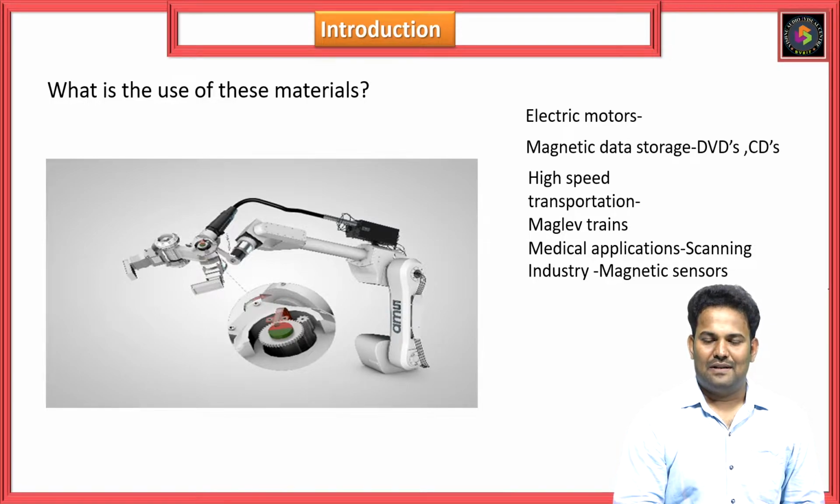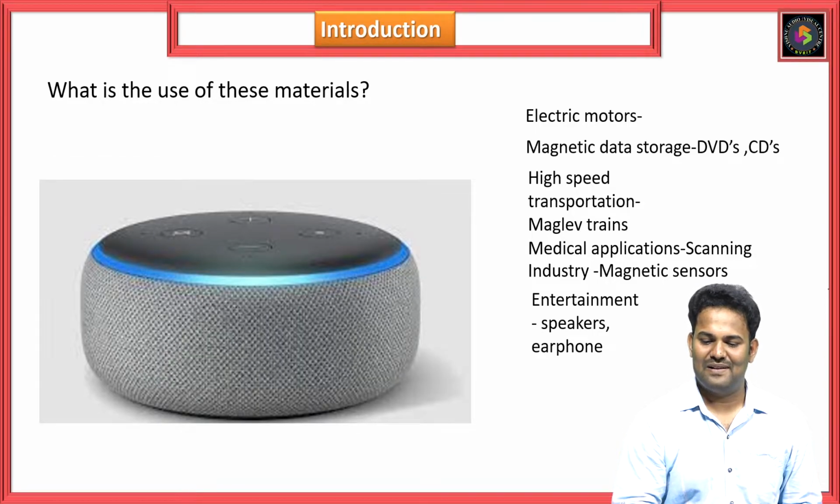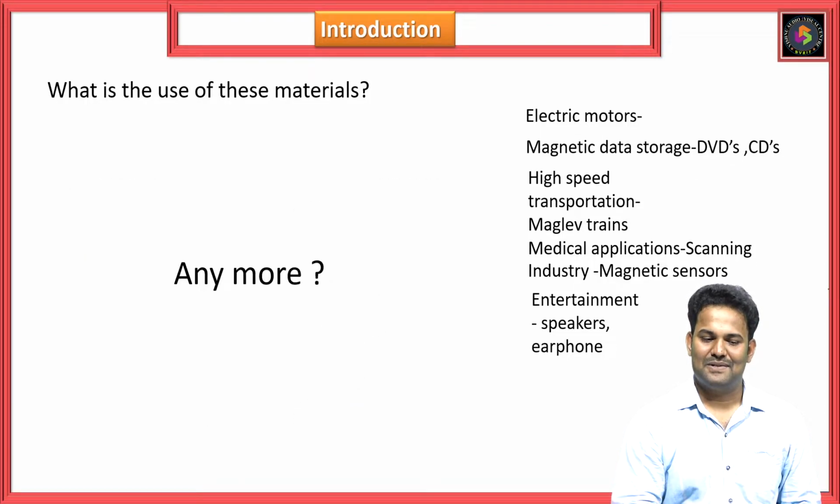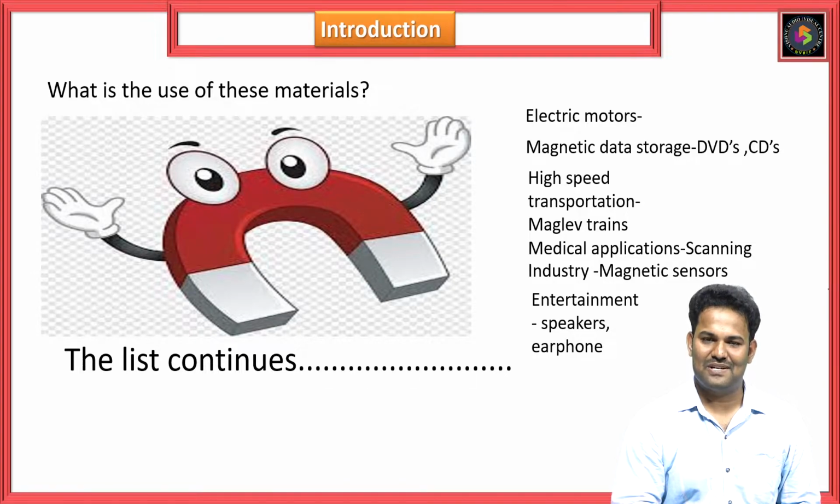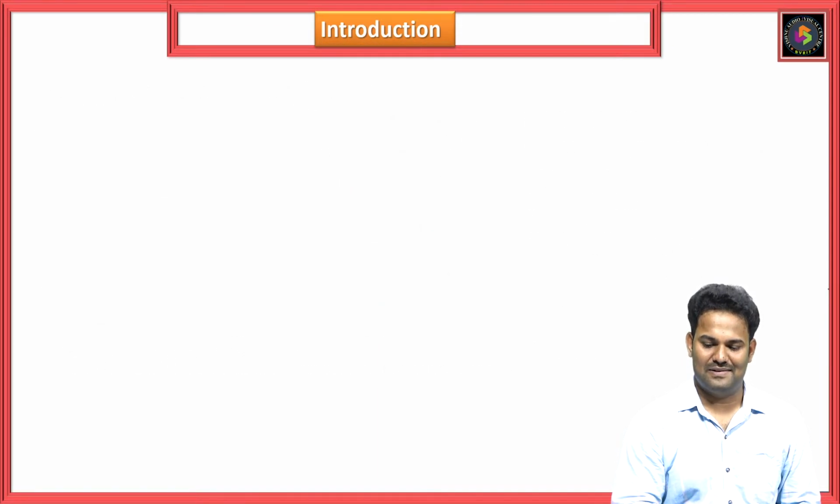Magnetic sensors are used in the semiconducting industry, and many semiconducting industries are completely robotic in nature, so we use magnetic semiconductors and magnetic materials in sensing applications. Nowadays we use recording media as well as sensing applications. We also use them for entertainment purposes: speakers and earphones use magnetic materials. Is there any more? Can you find out the list? The list continues, because we use magnetic materials in a lot of applications.